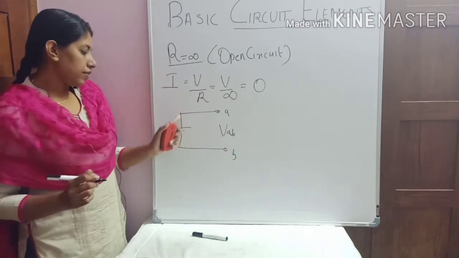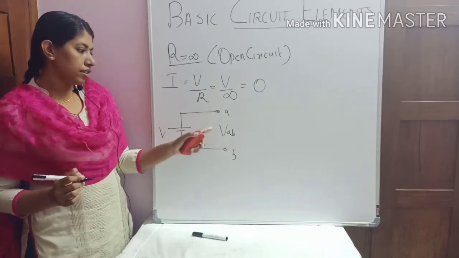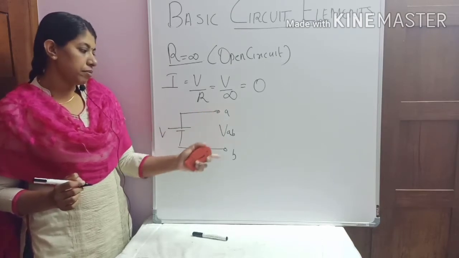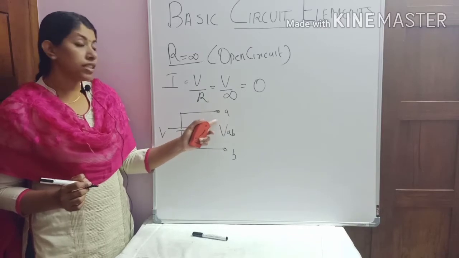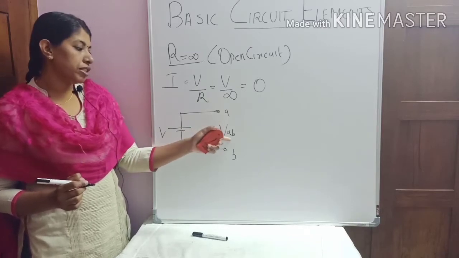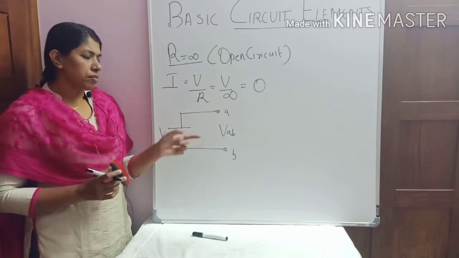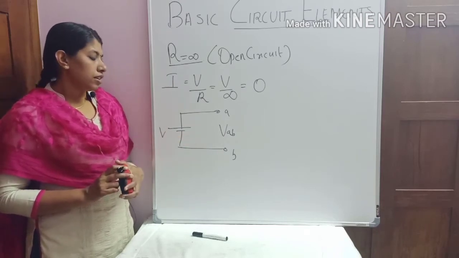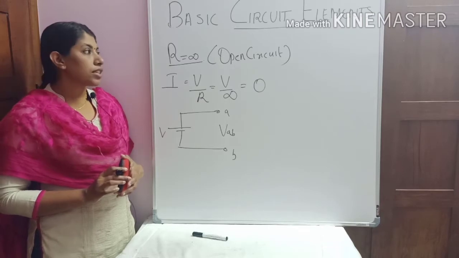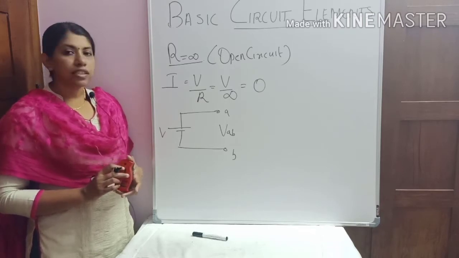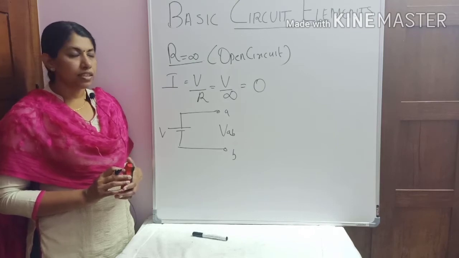So if the voltage is applied, since the resistance is infinite, the current will not flow through the circuit, and it is represented by this particular form. That is, there will be some voltage across the terminals called open circuit voltage. In some cases it is represented as VOC, and there will be no current. So these are the maximum and minimum conditions when we consider the value of resistance.